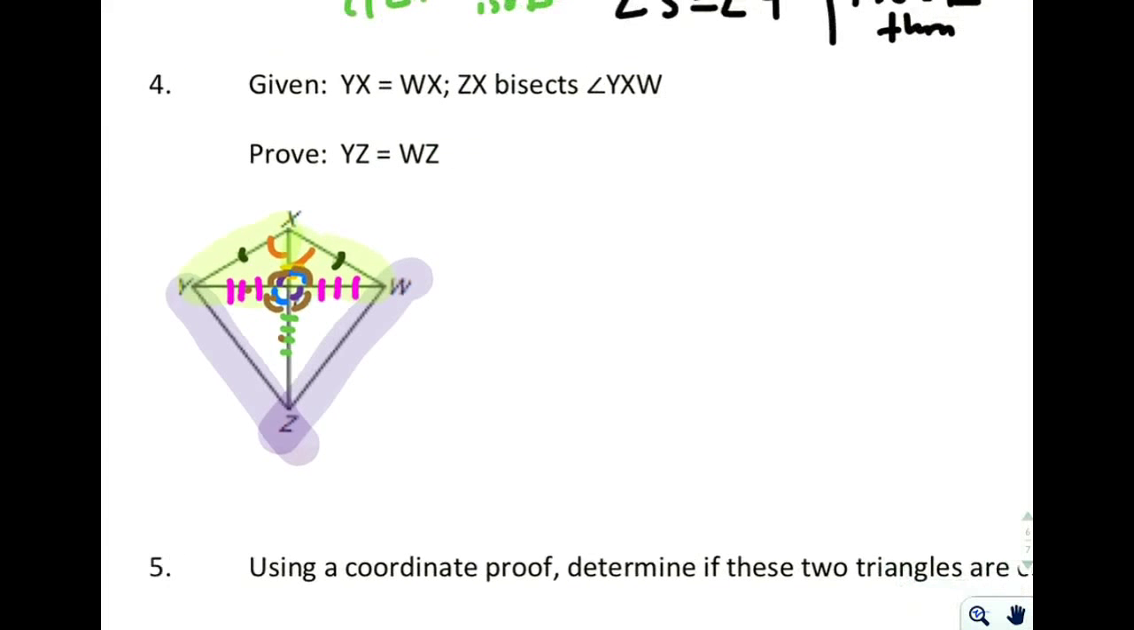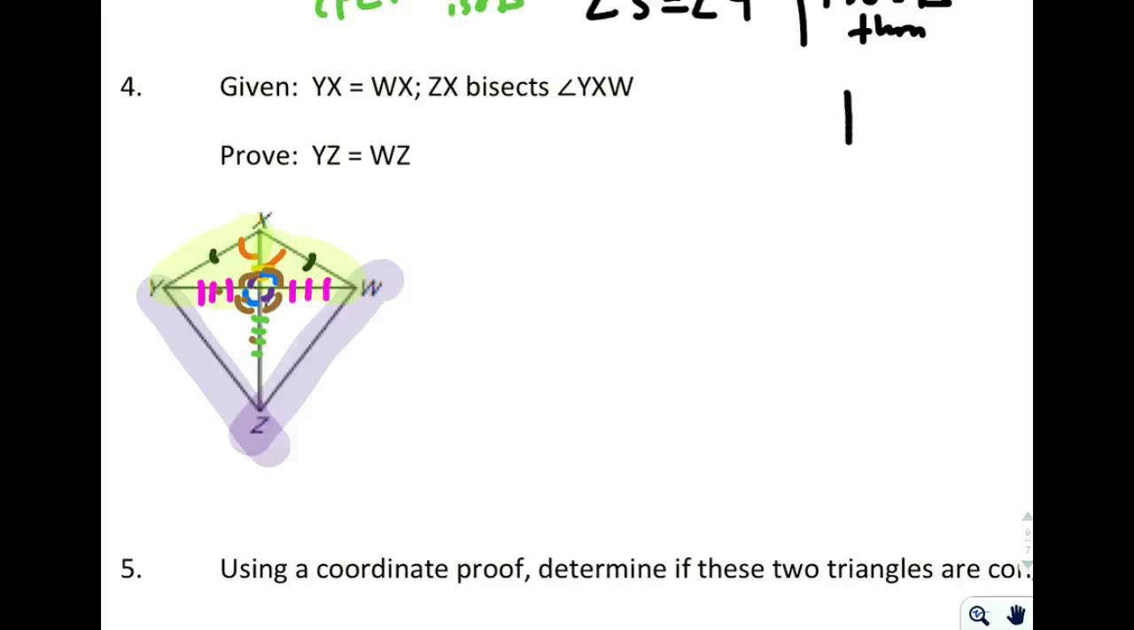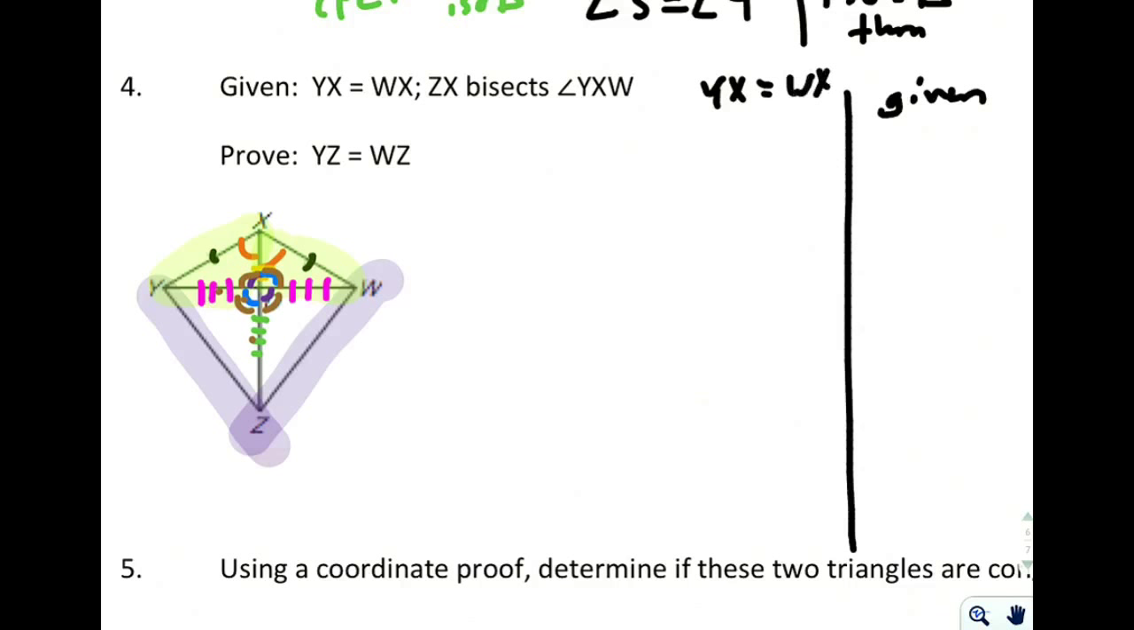First thing, always the easy step, we'll take our given. So by our given, we are going to get that YX equals WX, and that ZX bisects angle YXW. So that's all by our given.